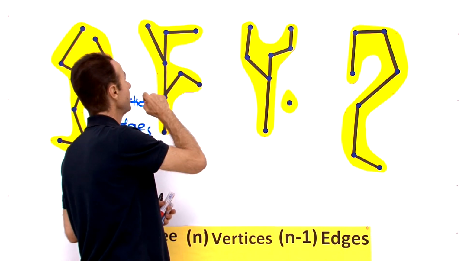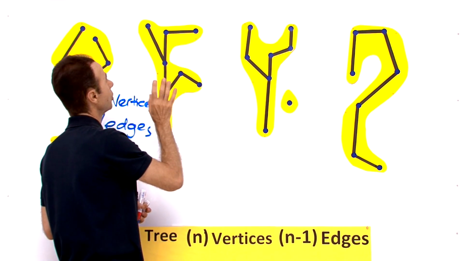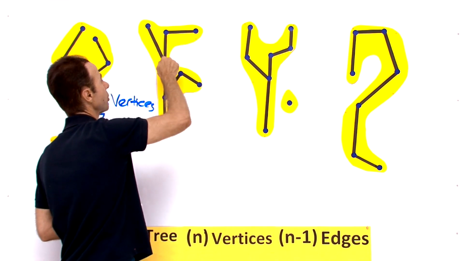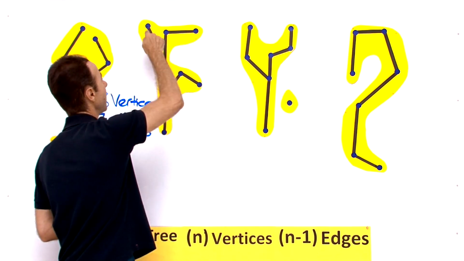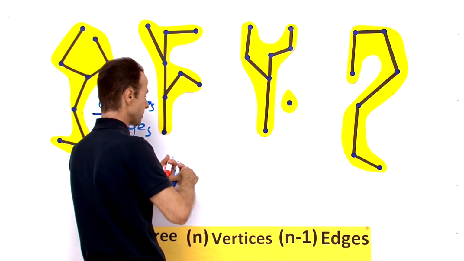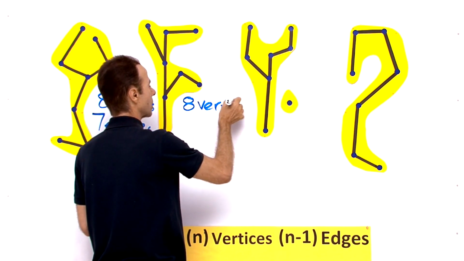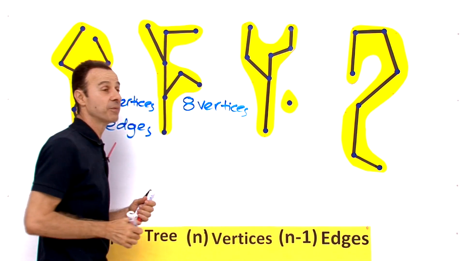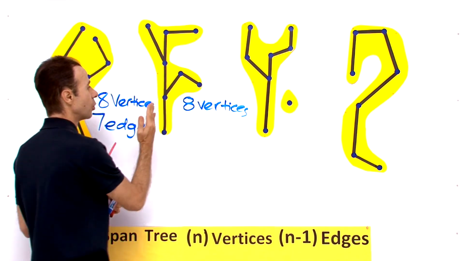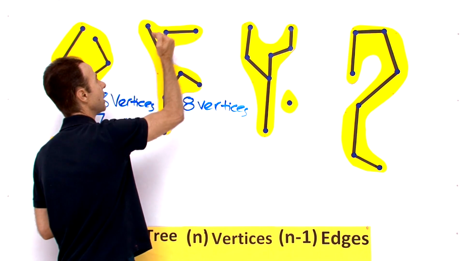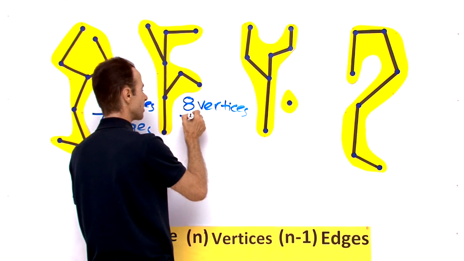Let's have a look at this one over here. Okay, what do we got? Well, let me count the vertices first. 1, 2, 3, 4, 5, 6, 7, 8. We have 8 vertices. So we should have 1 fewer edges. Let's count them. 1, 2, 3, 4, 5, 6, 7. Yes, we have 7 edges.